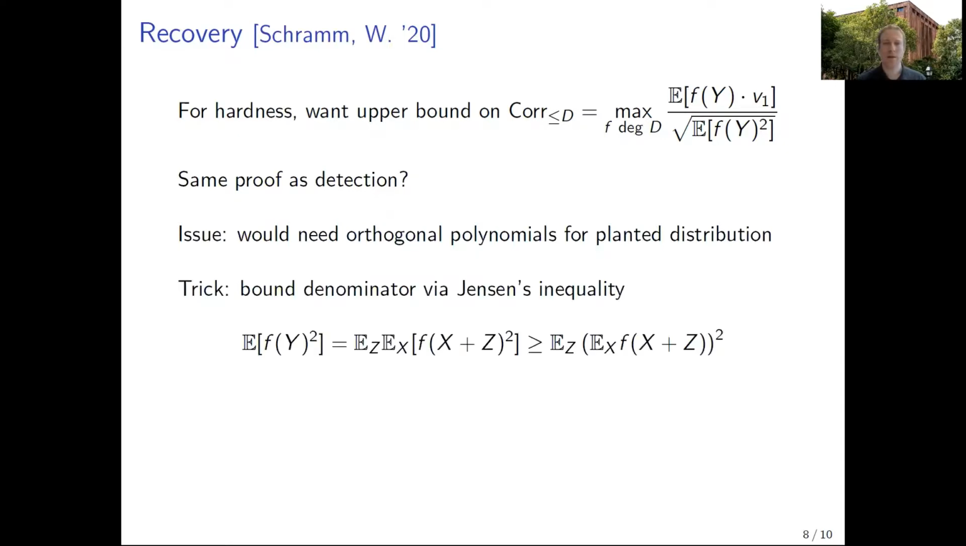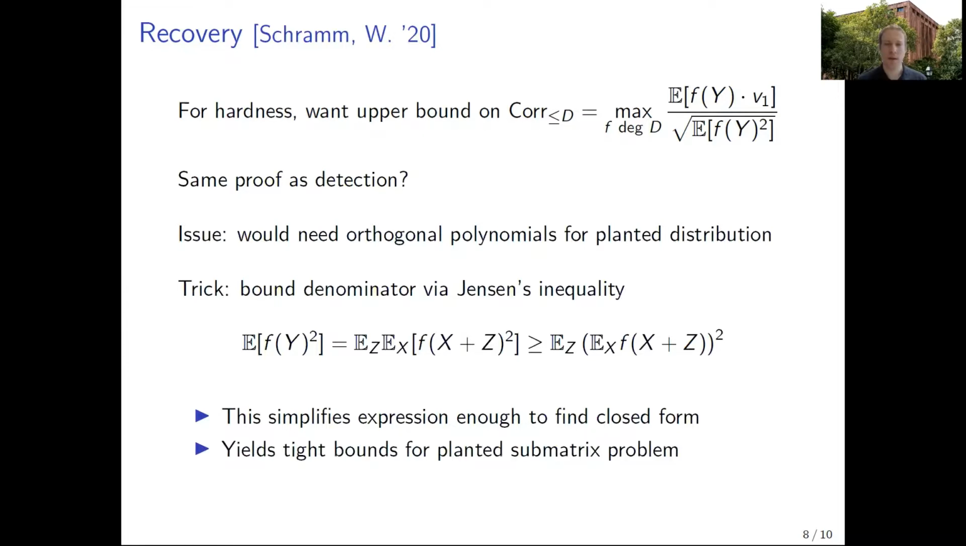We were stuck on this for quite some time, but now we know a simple trick. You can bound the denominator by applying Jensen's inequality, but applied only to the signal part and not the noise. A few lucky things happen after we apply this bound. First, the expression simplifies enough to find a closed form using linear algebra like before. But also, the bounds we get in this way are essentially tight for problems like planted submatrix.